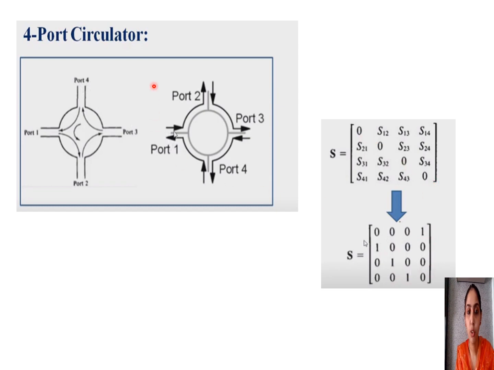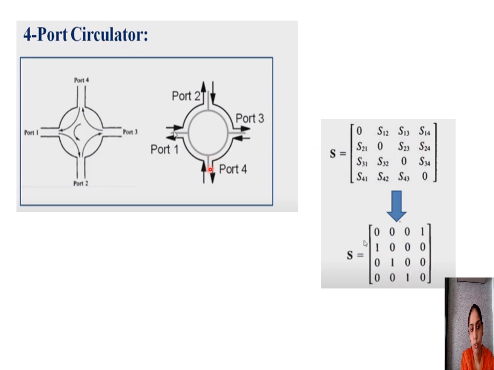So how do we write generally the S matrix for a 4-port circulator? Say we are considering the wave propagation here in the anti-clockwise direction. From port 1, the wave is propagating to port 4. So what will happen? The S14 element will be present.